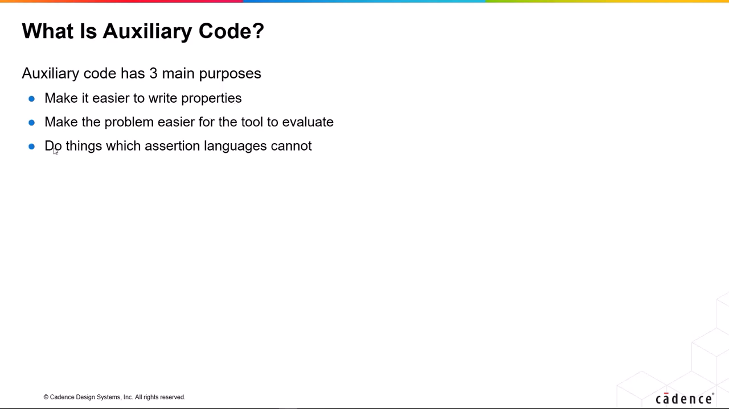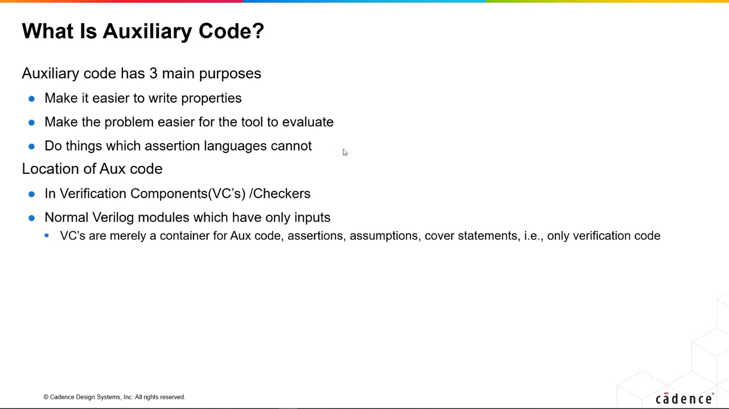And the third reason, and this is the reason we're using it in this case, is that it can do things which assertion languages cannot do. So we can't describe that property just using SVA. Where does this code go? Well, we've already had the answer for that in a previous section on reuse. It goes inside of one of these verification components.